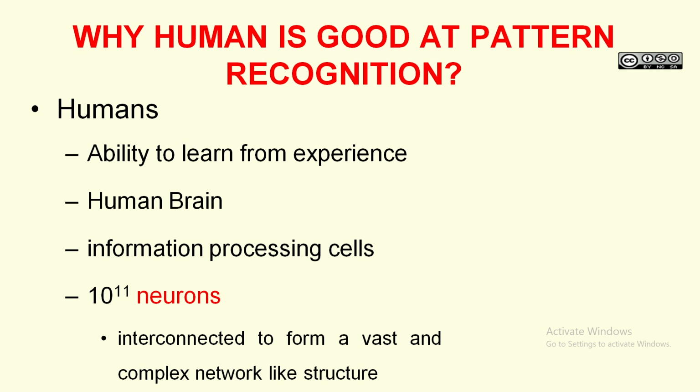This human brain is treated as a collection of information processing cells. There is an enormous number of information processing cells. Let me count approximately 10 to the power 11 information processing cells. That is, 10 to the power 11 neurons are there, and these neurons are highly interconnected with one another in order to form a vast as well as complex network architecture or network-like structure.